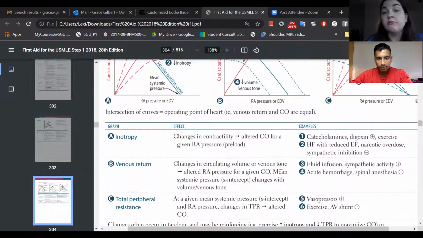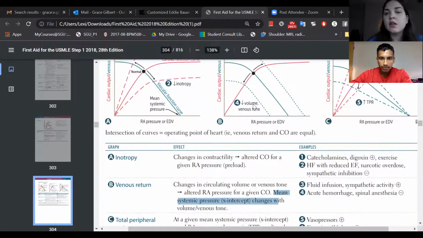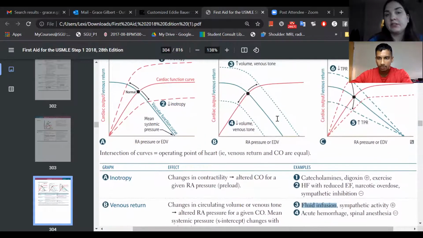Okay, so things to know about this volume. It's preload, veins and volume. So if we're going to put one thing on our sticky notes, it would be preload equals veins and volume. Your mean systemic pressure, they could ask you that right there. And then they give you the examples. So fluid infusion, that was your answer, right? That's how we would get this up higher to number 3.